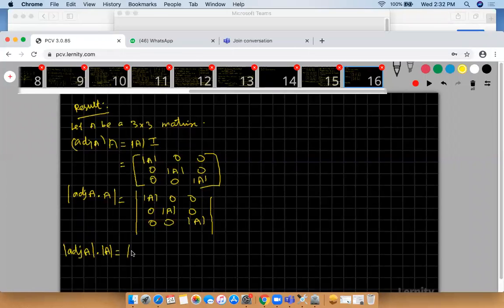The determinant of this matrix is determinant of A into, this is plus minus plus. I am finding the determinant of the right hand side. These two terms are 0, no problem, leave that. The first term is determinant of A into the multiplication of these two, minus 0. So determinant of A, the whole square, minus 0. The second and third terms are also 0. So I will get determinant of A, the whole power 3. Are you okay? So here, determinant of adjoint of A into determinant of A.